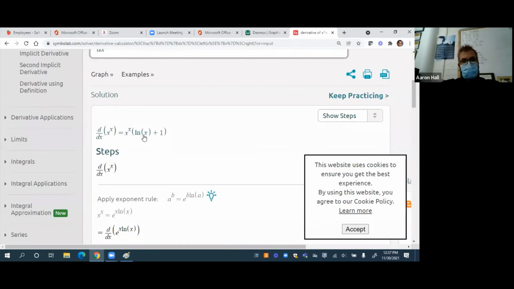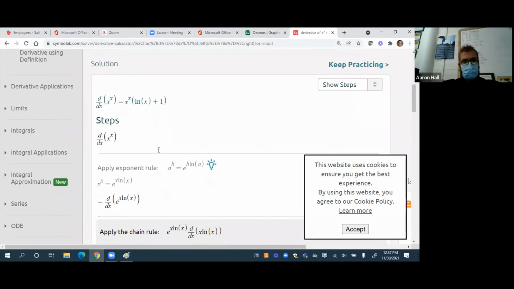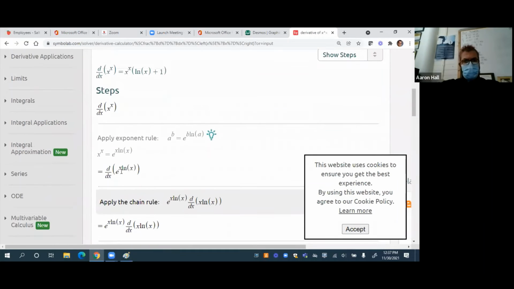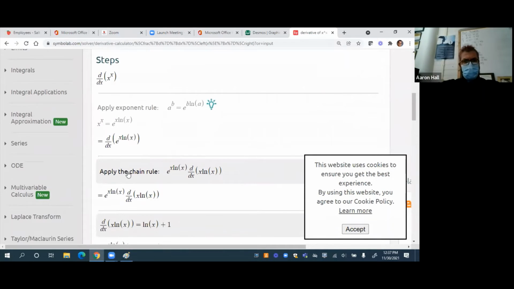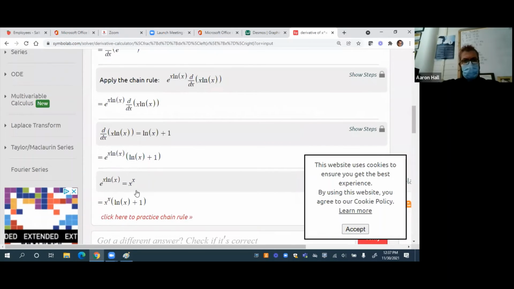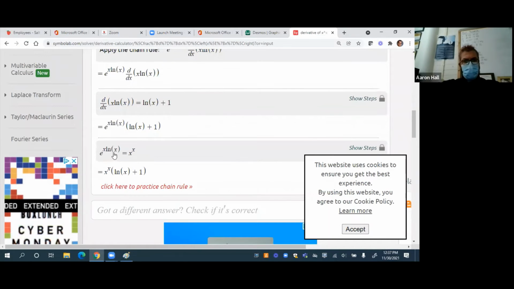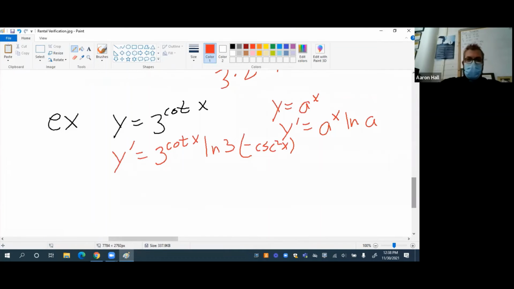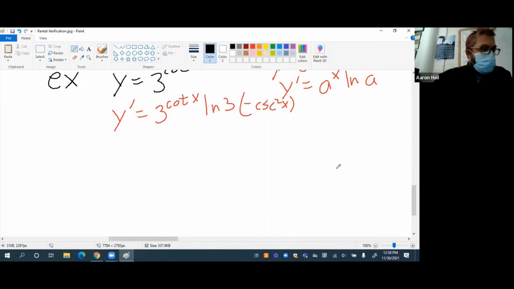I'm just wondering how that works. Oh, because in fact, this is... well, it shows you the steps, yeah. Okay, there you go. Are we good with this one? All right, let's do another one.